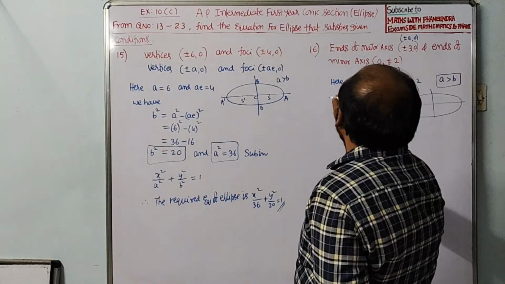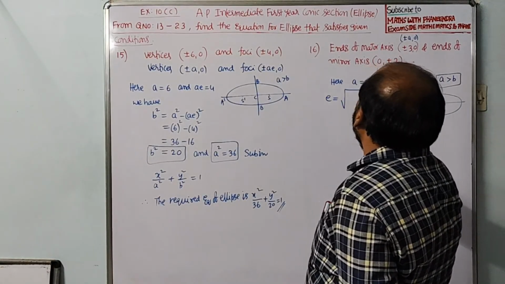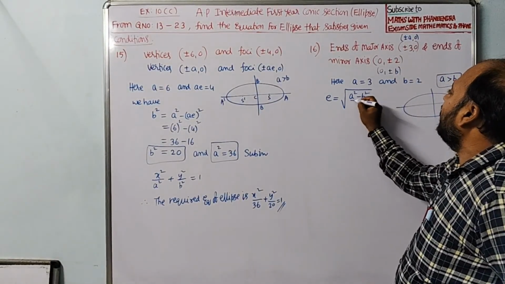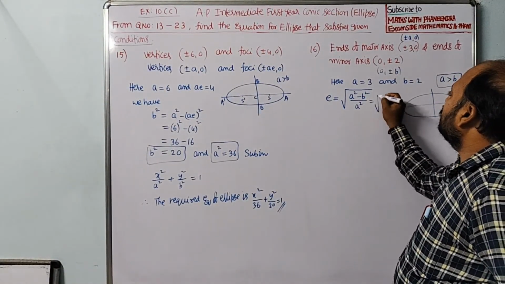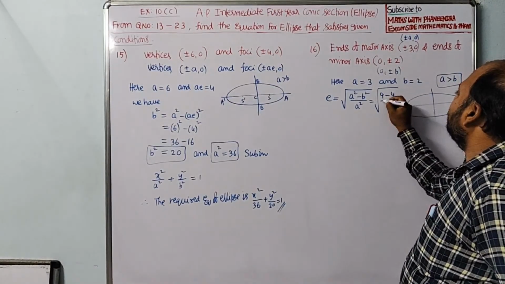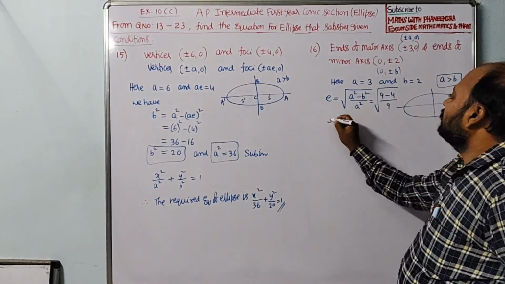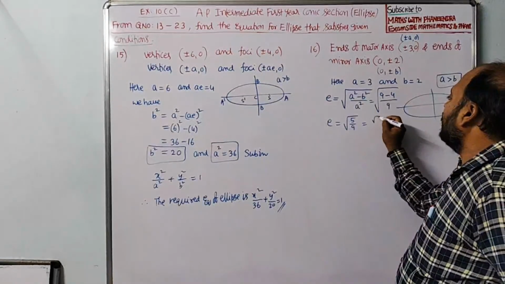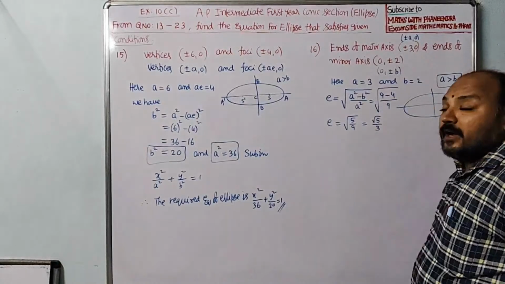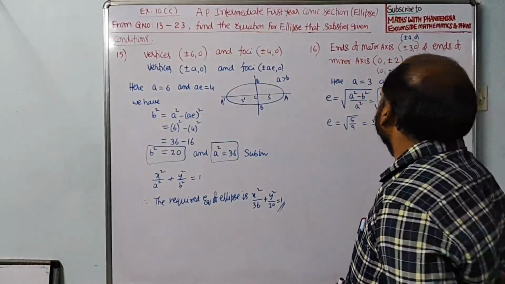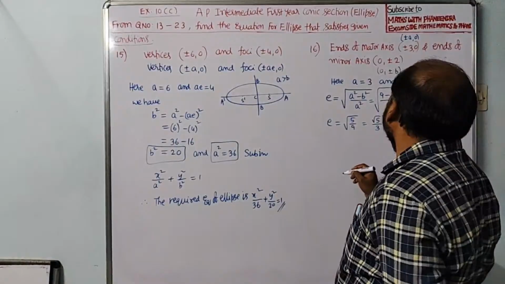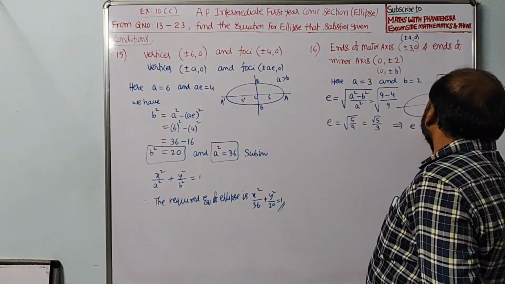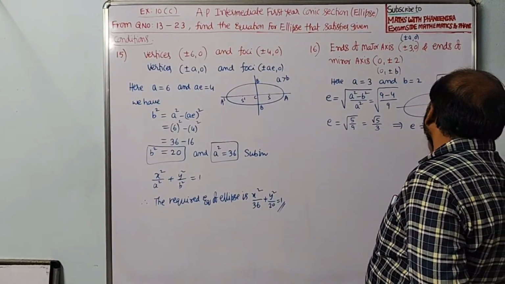So A and B, you know that, in eccentricity we can calculate E equal to root over A square minus B square divided by A square. So root over 9 minus 4 divided by 9. So E equal to root 5 by 9, which is equal to root 5 divided by 3. Eccentricity we got it, yes, students. Next. So from this E is equal to root 5 by 3.